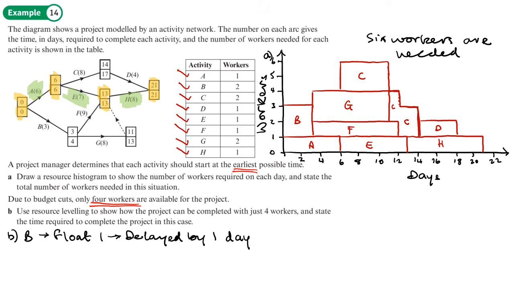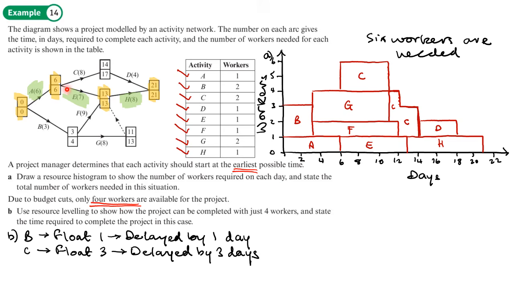Activity C, which is here, that also has a float. So that has a float of 17 minus 8, which is 9, minus 6, which is 3. And so its finish time can be delayed by up to 3 days. So C can be delayed by 3 days.